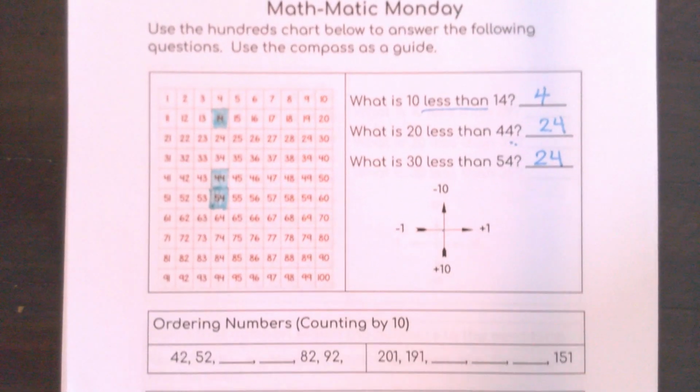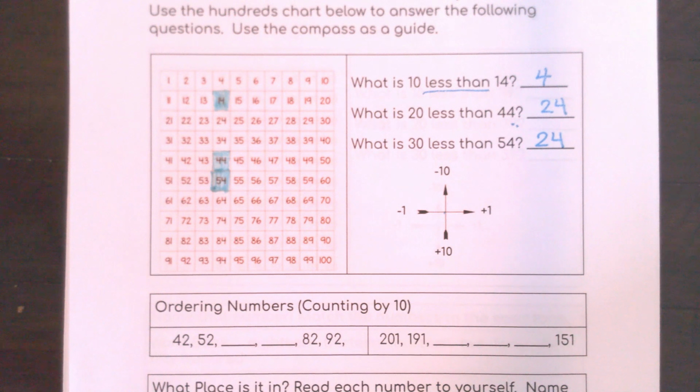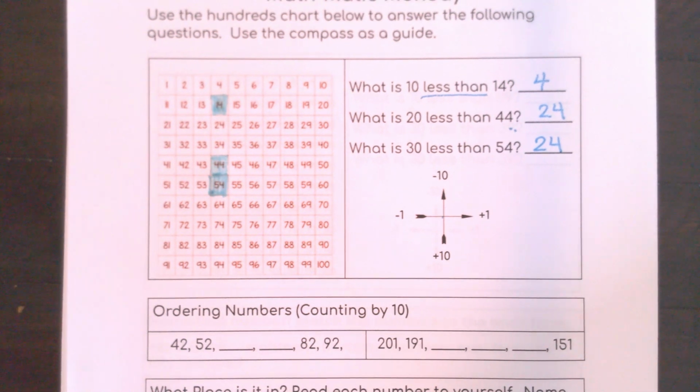Down at the bottom here, we're going to be ordering numbers counting by 10. So that same pattern of 10. We're focusing on that same pattern of 10. So here I have my ones that are the same. I'm focusing on the tens place. So this one says 42. This one is 52.